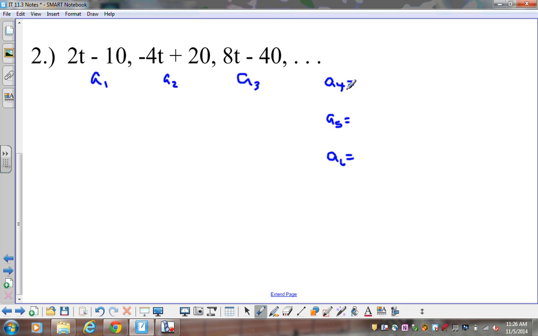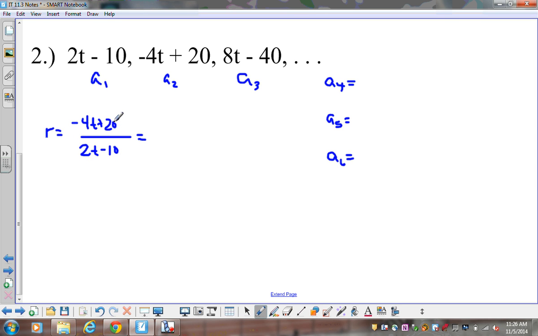So first, let's find my common ratio. Now, again, just by looking at it, I have no idea. So let's take my second term, which is negative 4t plus 20, and we'll divide that by my first term, which is 2t minus 10. Now, just by looking at these, you have to be very careful. You can't just take the 20 and divide it by -10 and get -2 and then -4t divided. So you can't just do that.